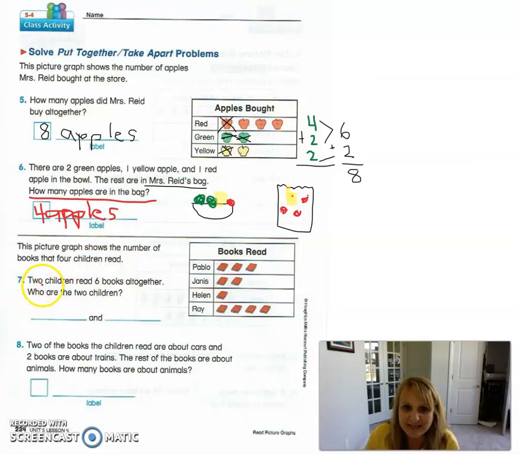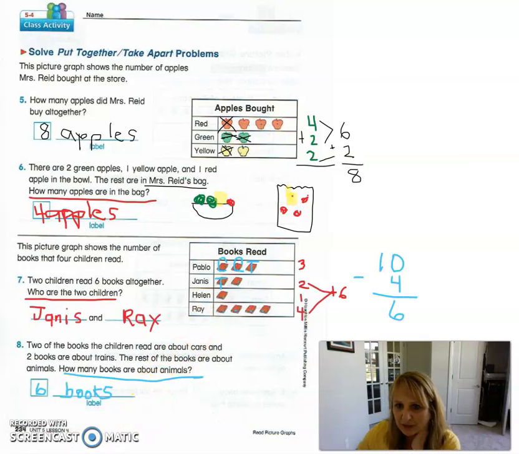All right, let's go on down to our bottom, our last picture graph. It's going to talk about books that were read. And these are the children that read the books: Pablo, Janice, Helen, and Ray. I'm going to quickly count up how many books they read and write the answers to the side. Our time is almost up. I would like you to also write that down and answer the next 2 questions. Pause the video while you do that, and when you come back, I want you to check your answers.